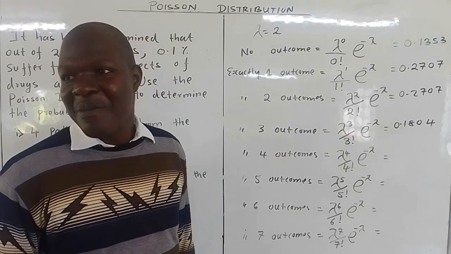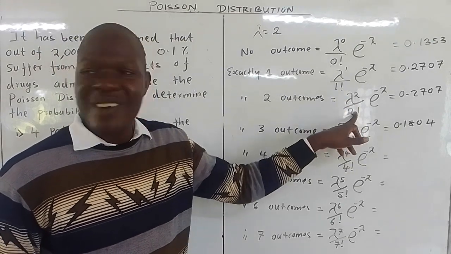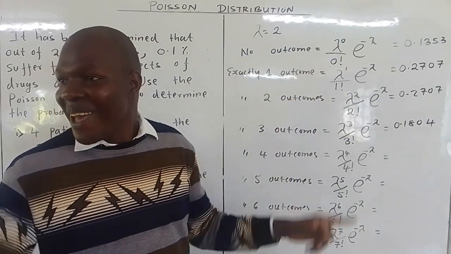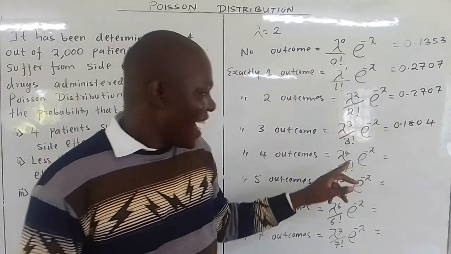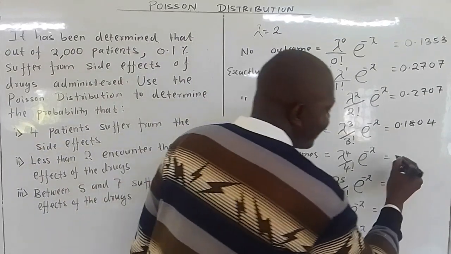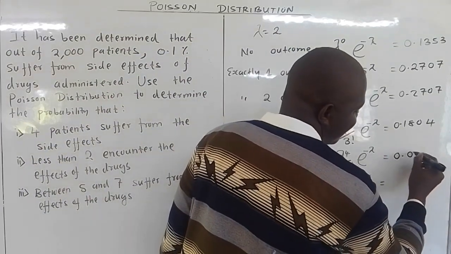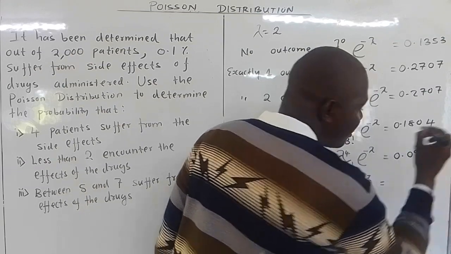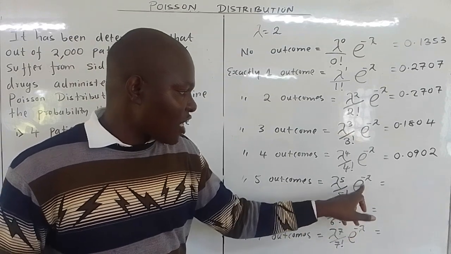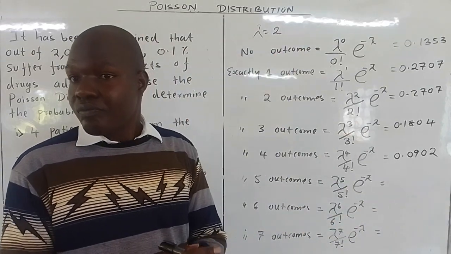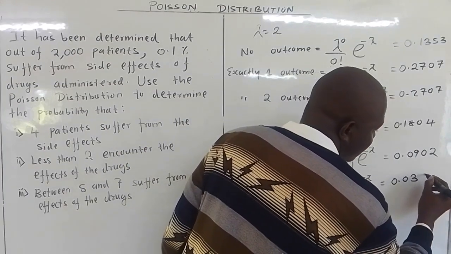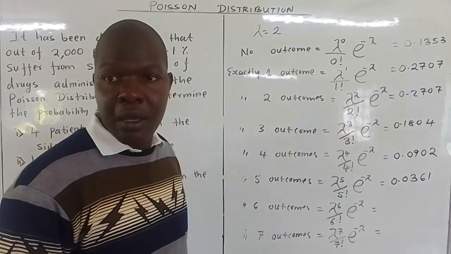They are the same, because this is 4 over 2 factorial, which is 2, and this is 2 over 1, which is also 2. They are the same. Good. Move to the other one, lambda raised to power 4: 0.0902. Then this one, lambda raised to 2 raised to power 5 over 5 factorial, exponential negative 2: 0.0361. Are we together there?